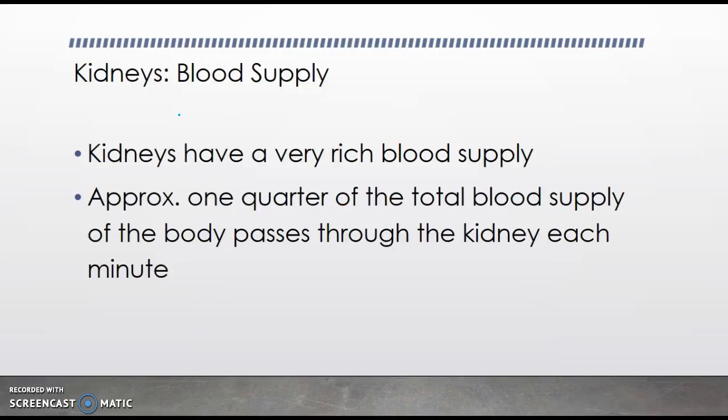So now our blood supply. Blood supply is really important when we look at the kidneys because this is where all of your blood is being filtered. So we have to talk about where this blood flow is coming from, how it splits up, and how it finally gets to a capillary bed. The kidneys obviously have an extremely rich blood supply because they're actually filtering the blood. And a quarter of your blood passes through your kidneys each single minute.